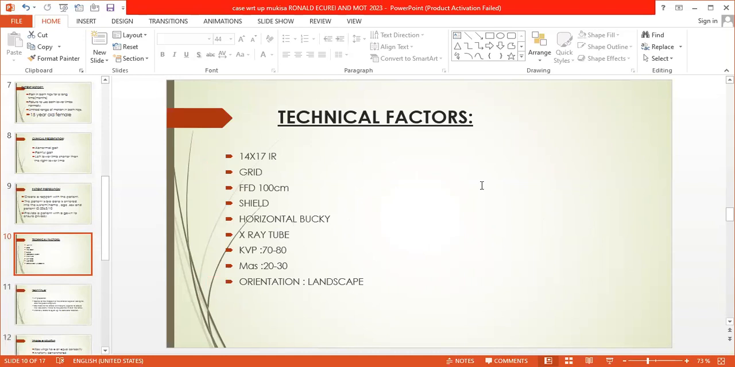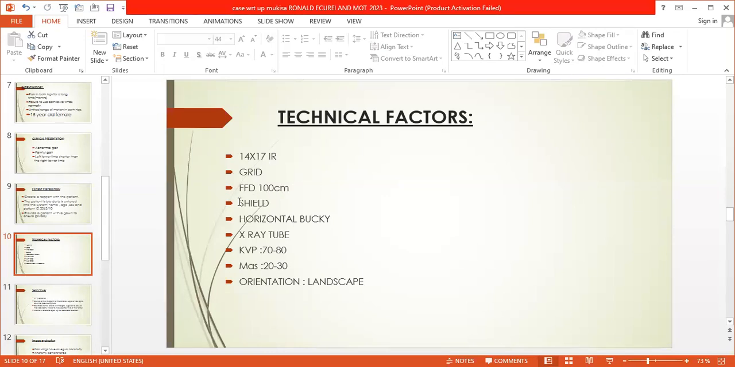Technical factors that were used. I used the 14x17 image receptor. This image receptor is the largest in the X-ray department, and it is either gridded or the grid is embedded in the bucky. So this procedure is gridded. The FFD was 100 centimeters, also the source to image distance.